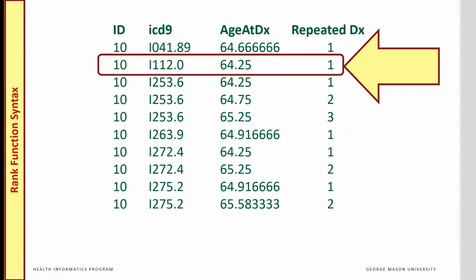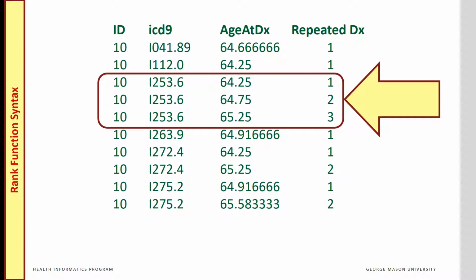The next disease is 112.0, which is Candidus of the mouth. This disease also does not repeat either, so the rank stays at 1, never exceeds 1.